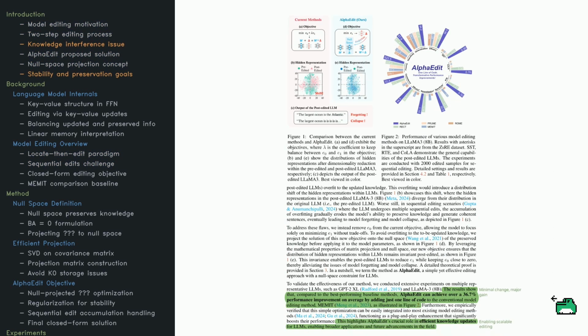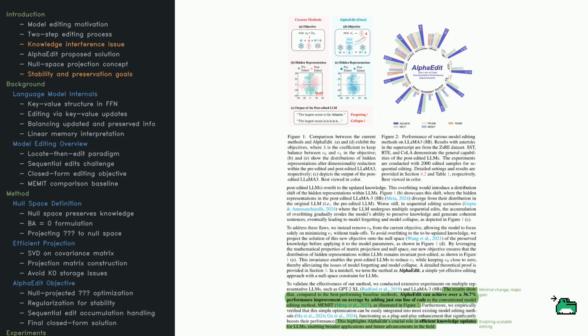So why do current methods struggle? Let's dig deeper. When you edit a model by directly tweaking its parameters, you're trying to correct one piece of knowledge, but you often end up shifting its entire internal state. Check out Figure 1 here. In Part B, you'll see how hidden representations, the model's thoughts, warp after editing. That shift isn't just learning, it's forgetting. Part C shows the fallout. The model starts looping outputs like, the largest ocean is. A classic sign of knowledge interference.